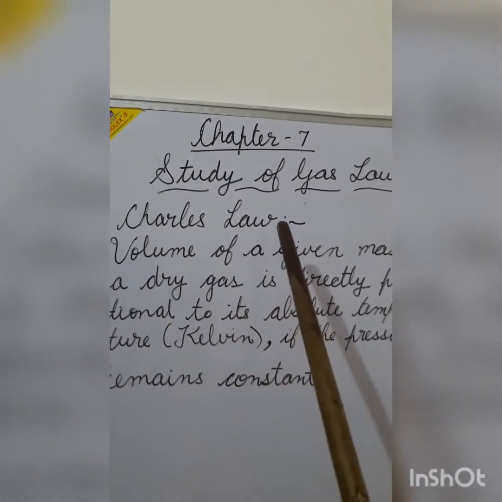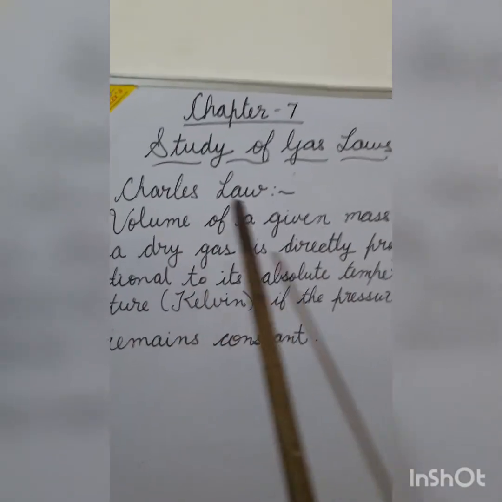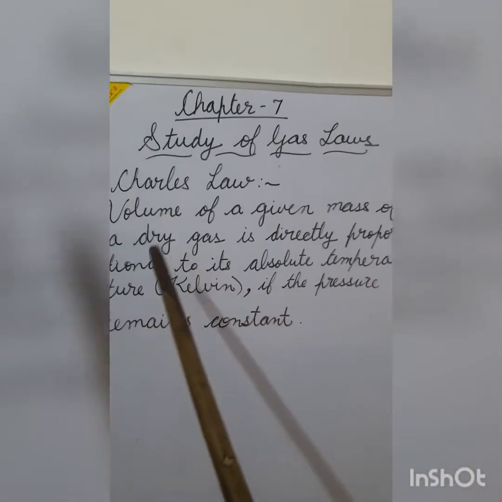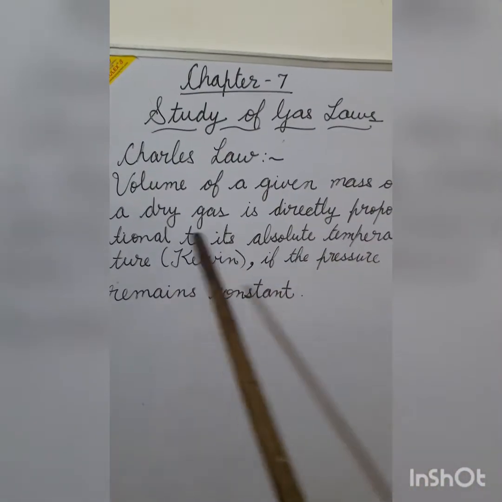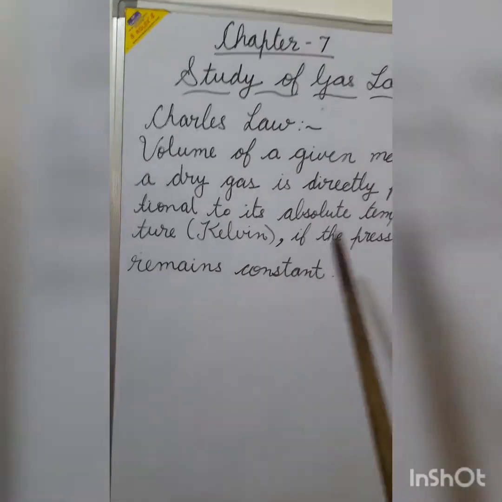So Charles' law states that the volume of a given mass of a dry gas is directly proportional to its absolute temperature, Kelvin scale, if the pressure remains constant.